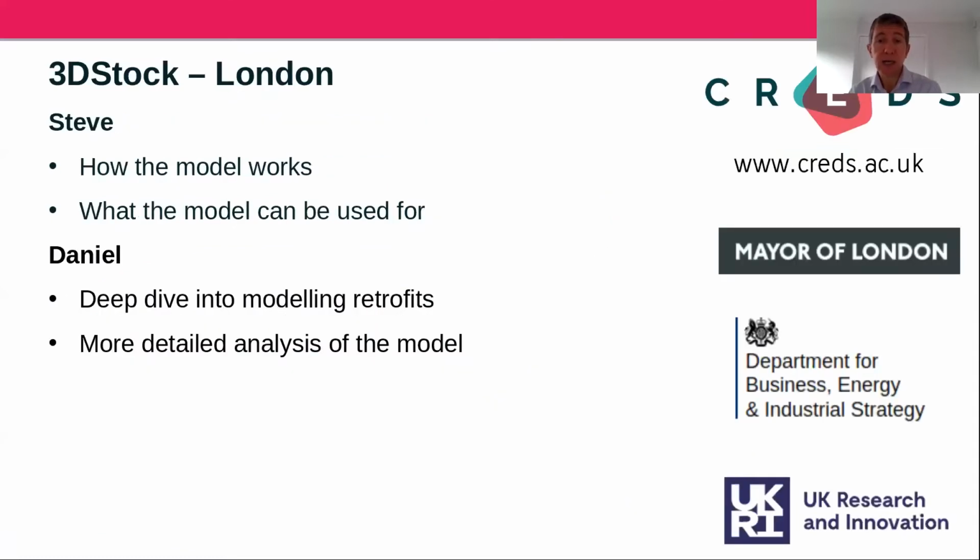I'm Steve, and I'm going to give a simple overview of how the model works and touch on what the model can be used for. And then Daniel is going to take you through a deeper dive into the analysis of the model. So this work is funded by CREDS, which stands for the Centre for Research into Energy Demand Solutions. And CREDS works with researchers, businesses, and policymakers to support the transition to a secure and affordable low-carbon energy system. In addition, the Greater London Authority asked us to develop a model of London, and this work is part of that model.